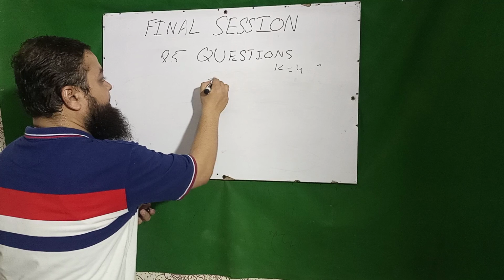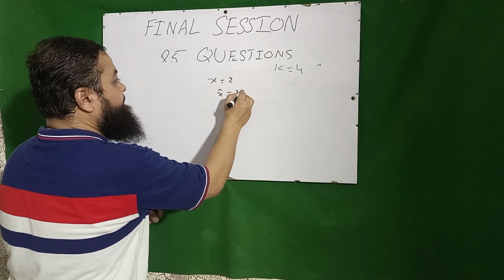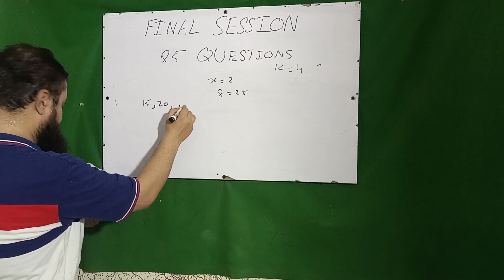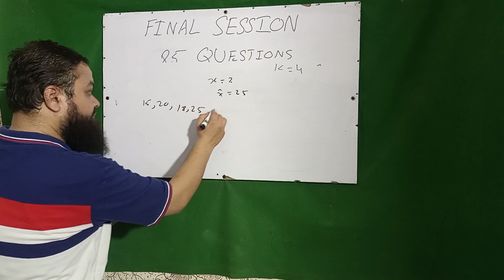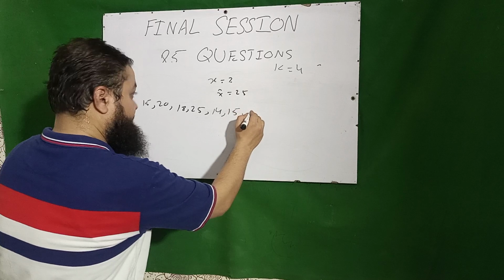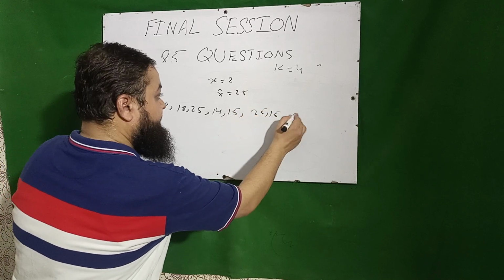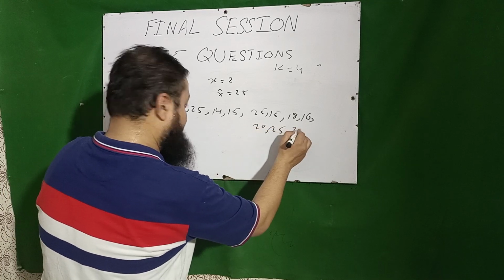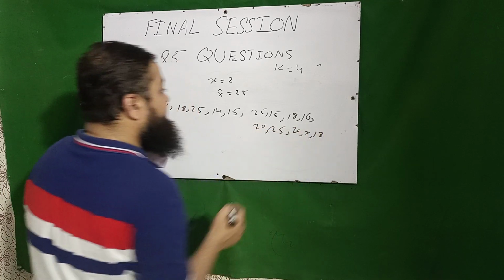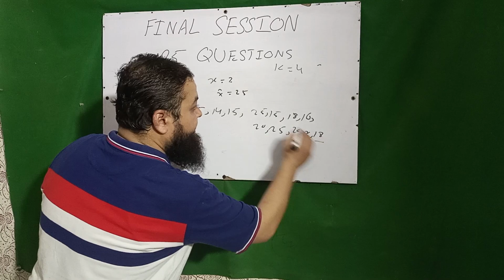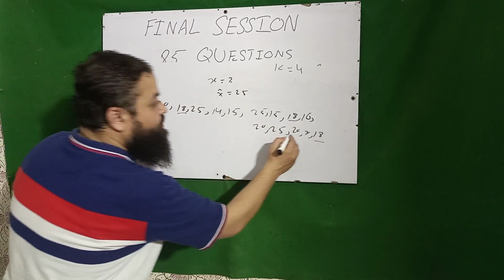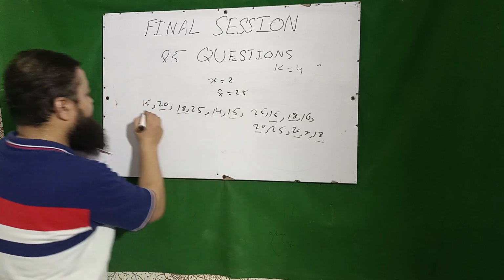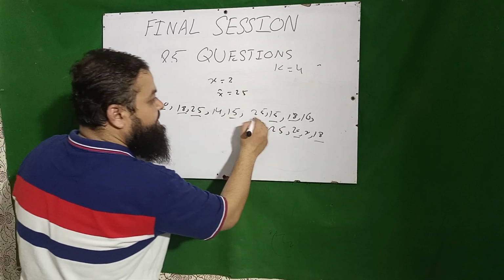What is X? Find X if the mode is given, it is 25, and the values are 15, 20, 18, 25, 14, 15, 25, 15, 18, 16, 20, 25, 20, X, 18. Dear students, if you just observe, 18 is how many times? 3 times. 20 is how many times? 3 times. 15 is how many times? 3 times. And 25 is how many times?